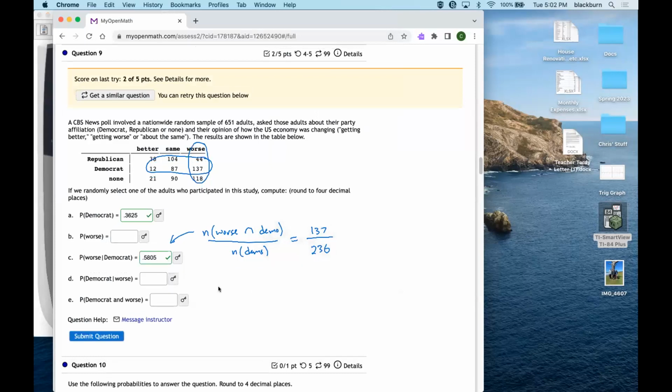All righty. So you think to yourself, this is probably the same thing. Democrat, given that it's worse, is probably going to be the same thing, right? That's what you think, but you got to be careful. Watch what happens here. So probability Democrat, given that it's worse, that's going to be number of Democrats and worse. So that's still 137. But the bottom this time, the denominator is going to be the number of worse people.